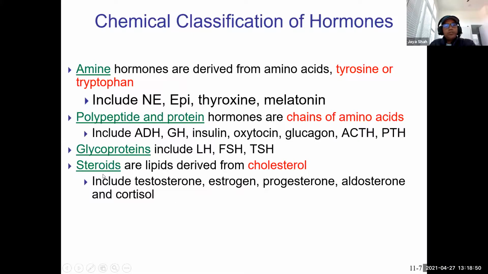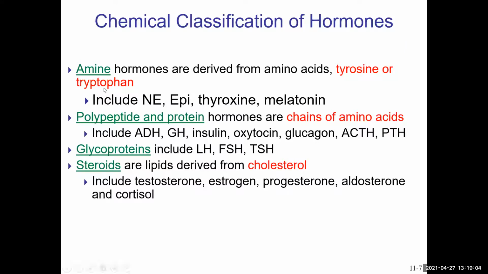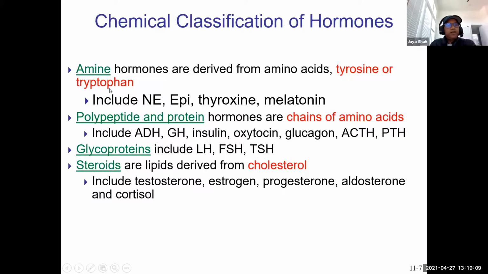Whereas steroid hormones are totally made from fat, cholesterol; they are lipid derived, and that's why they are not water soluble. They are hydrophobic. The other hormones are hydrophilic. They are lipophobic basically. So steroid hormones are lipid derived from cholesterol, which is fat, and they are testosterone, estrogen, progesterone, aldosterone, and cortisol.